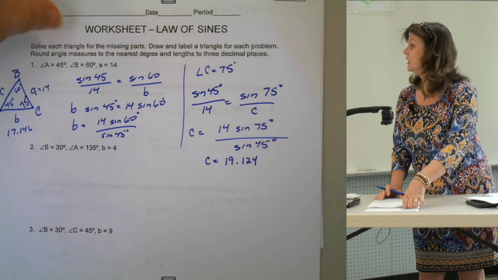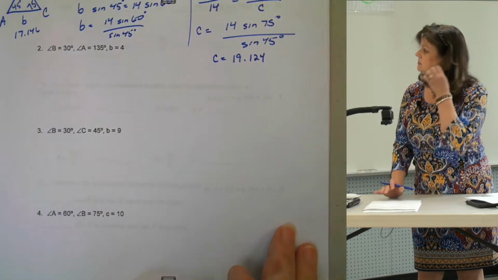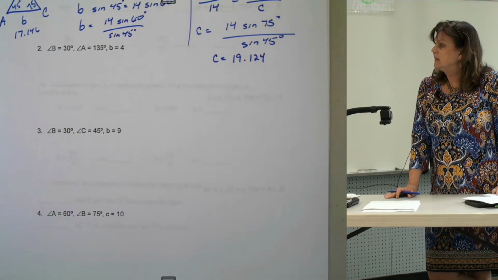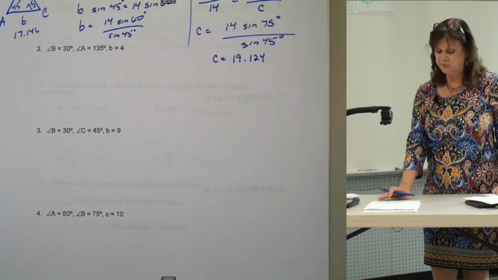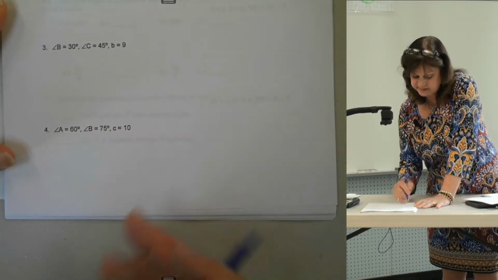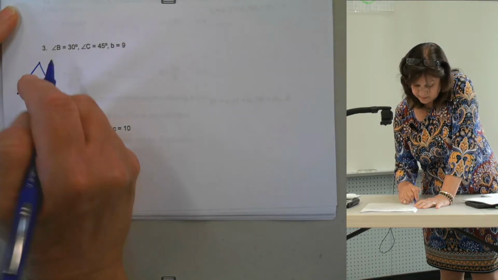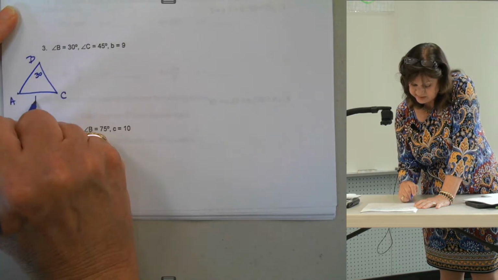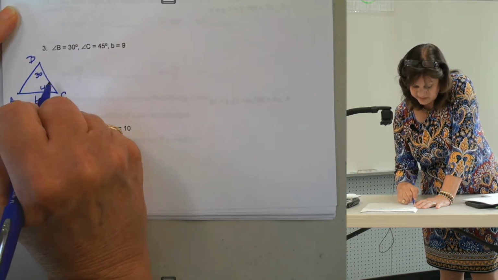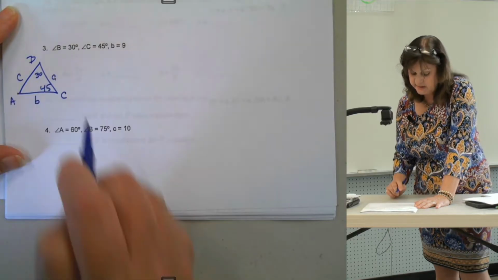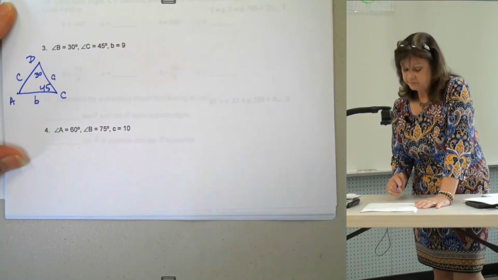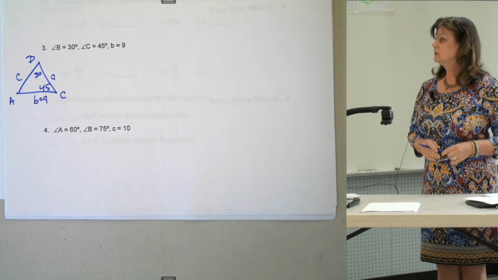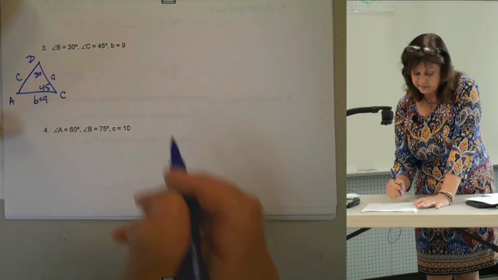Okay, if we have time, we'll come back and do the evens, but let's just do the odds right now. So here we go. We're looking for a side length in problem 3 also. We have angle B and C. So I've got 30 degrees, there's side B, 45 degrees, there's side C, and there's side A. And B has a length of 9.